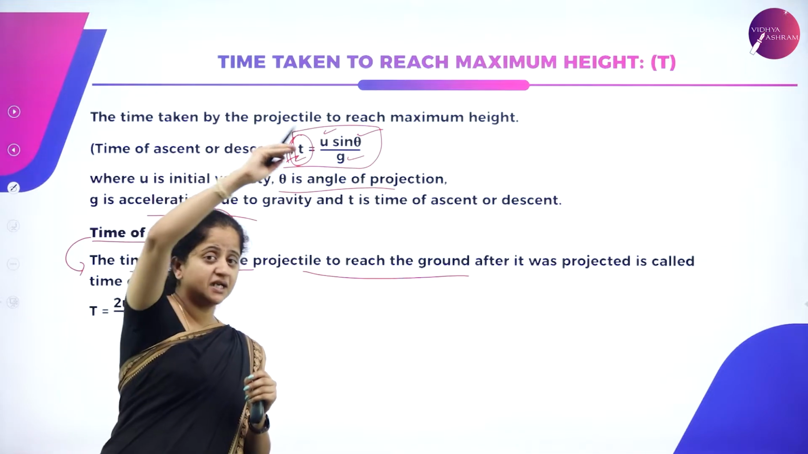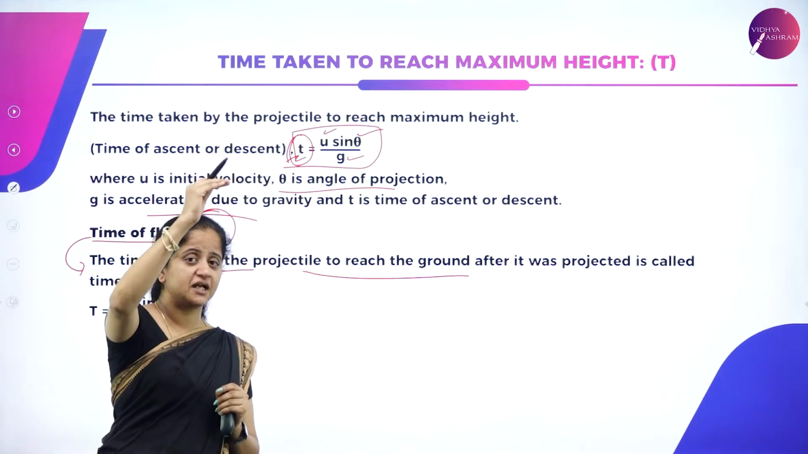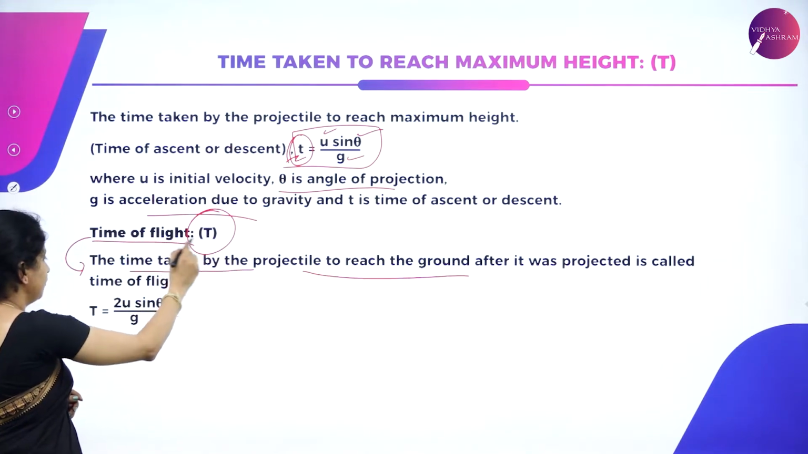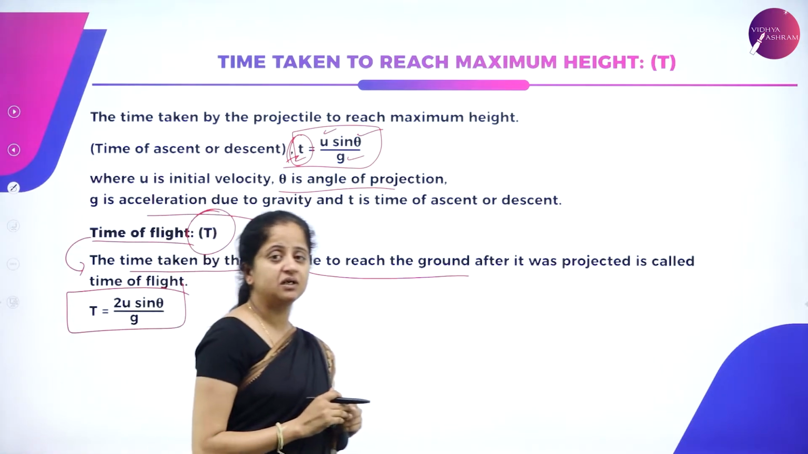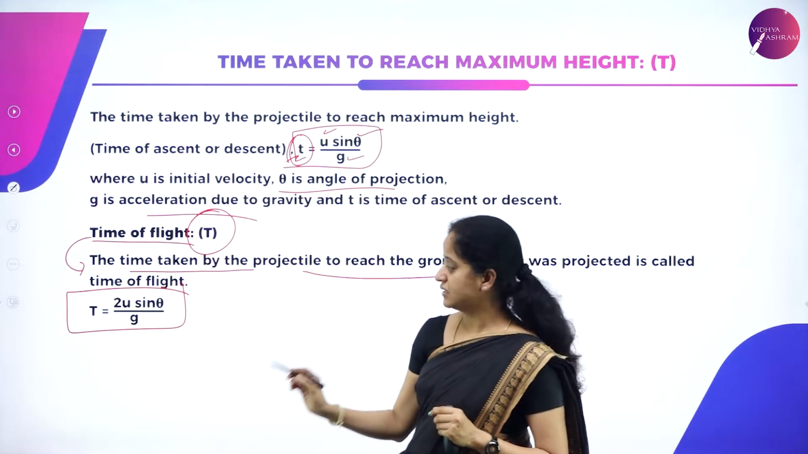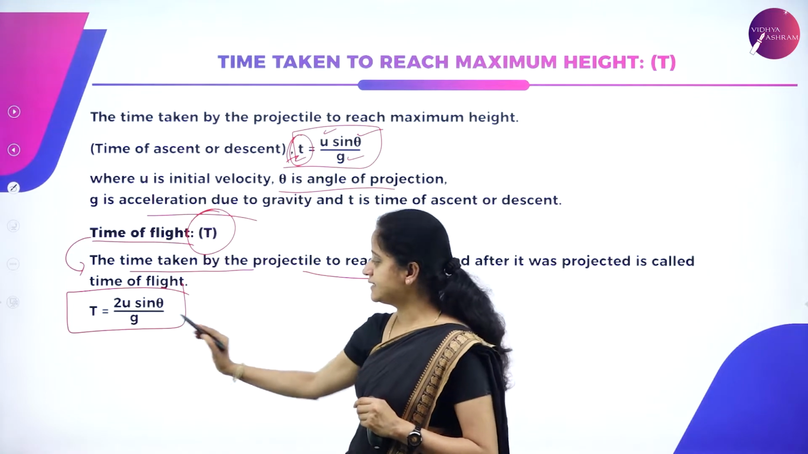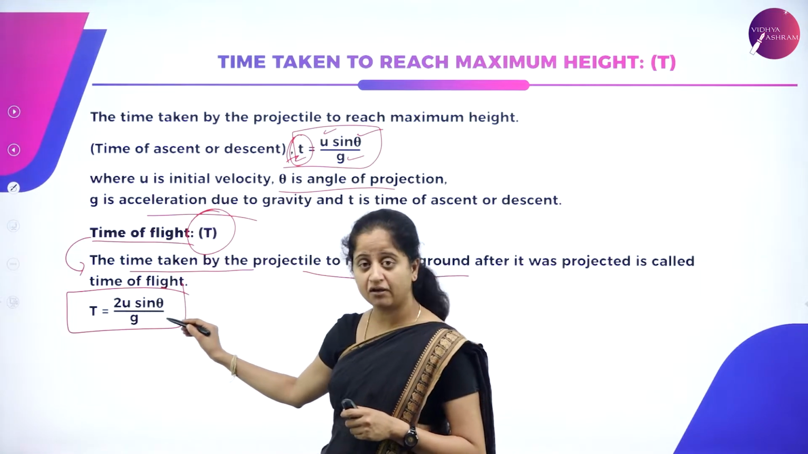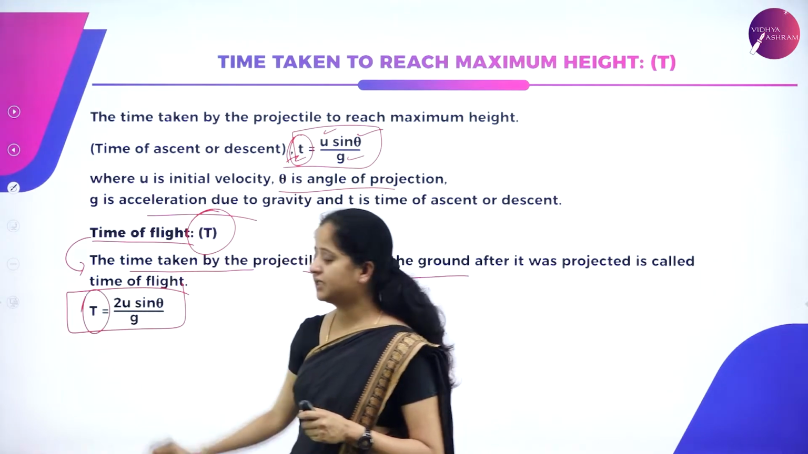When the object is projected, it reaches maximum height. So what is the time taken by a projectile to come back again to the ground? It is called the time of flight. It is calculated by the formula T is equal to 2u sin theta divided by g. Here also u is the initial velocity, theta is the angle of projection, and g is the acceleration due to gravity. So knowing the initial velocity, angle of projection, and acceleration due to gravity, time of flight can be calculated.